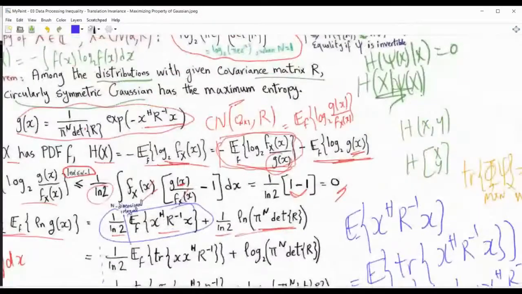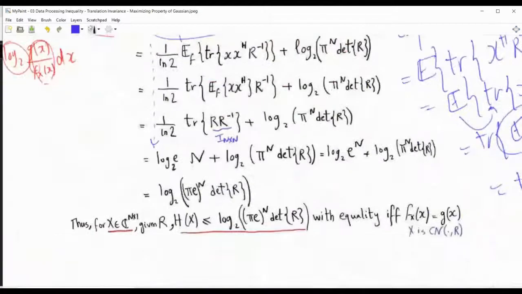As a summary, what we did was take the entropy formula and insert g of x, which is the Gaussian PDF. Then we split into two terms. One term was upper bounded using the inequality that ln alpha is less than or equal to alpha minus 1, and the other term we were able to get exactly. And so an upper bound on the entropy given a covariance matrix is this thing.